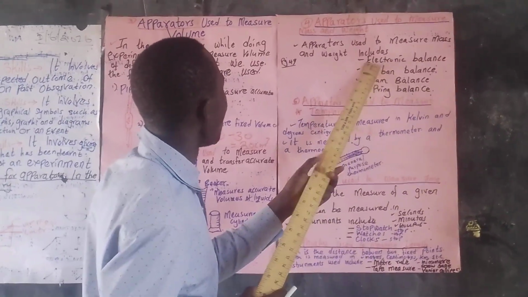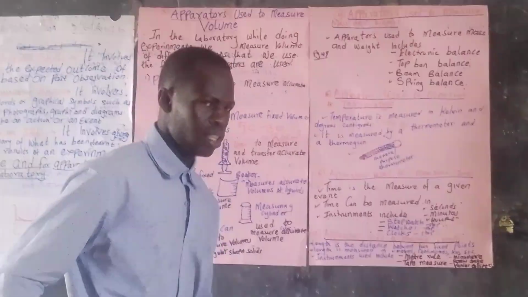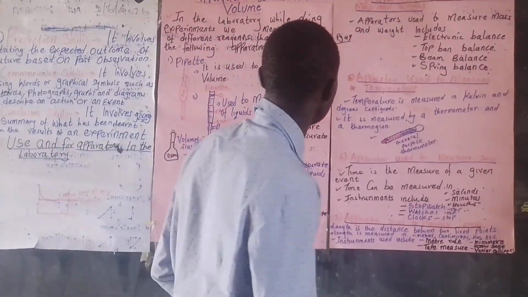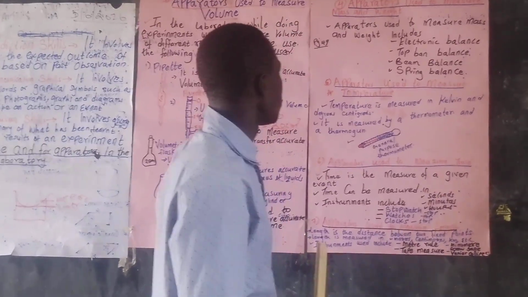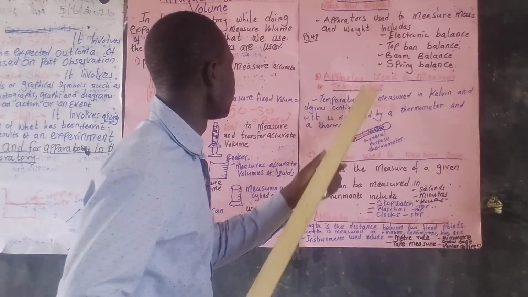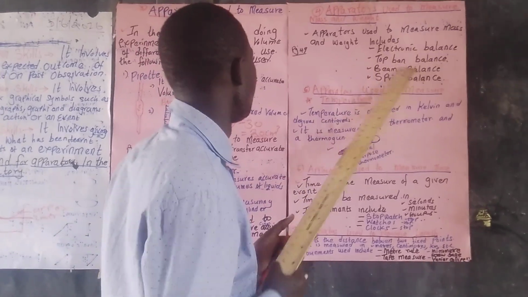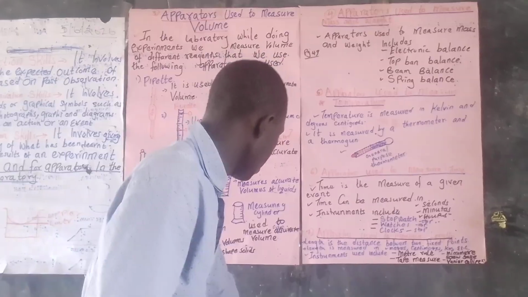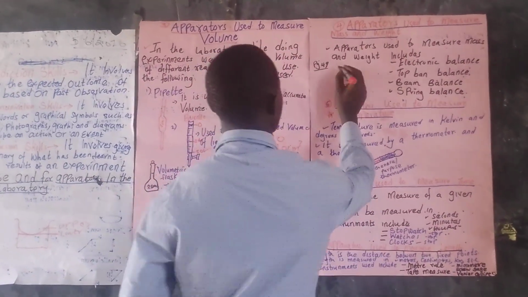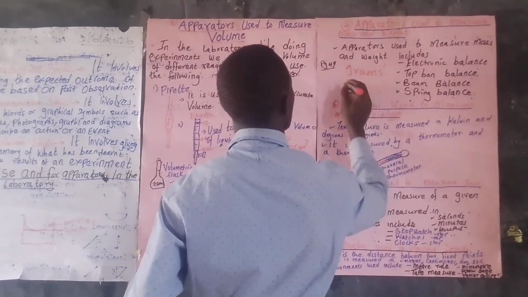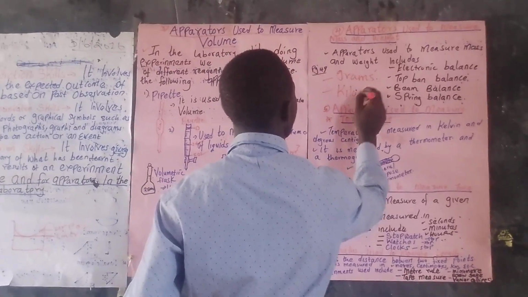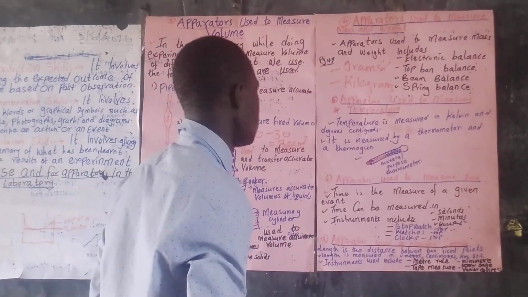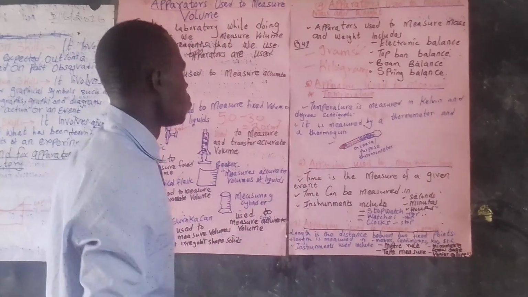Apparatus used to measure mass and weight include what we call an electronic balance. This uses current, electricity. We charge it, then at the end of the day we use it. Or you can get one which has a cell. It uses the current and automatically shows the mass. Remember, we can measure mass in grams or in kilograms. In most cases, it measures mass in grams. So those are the units that can be used to measure mass.